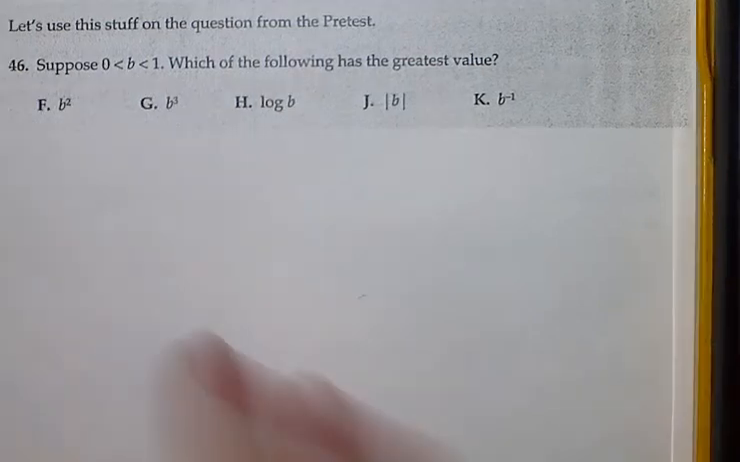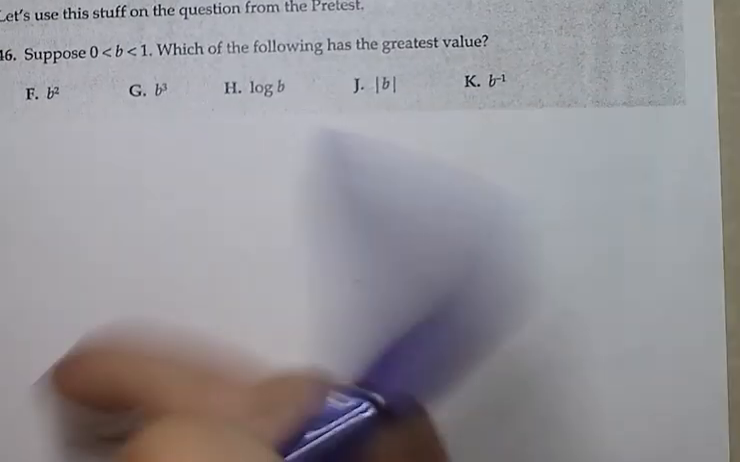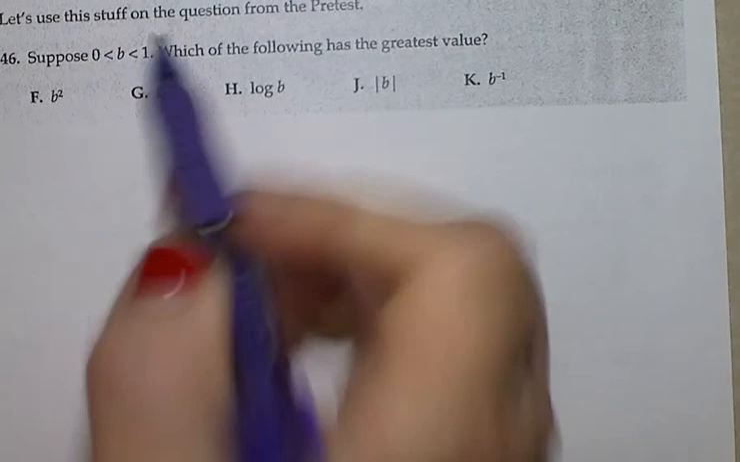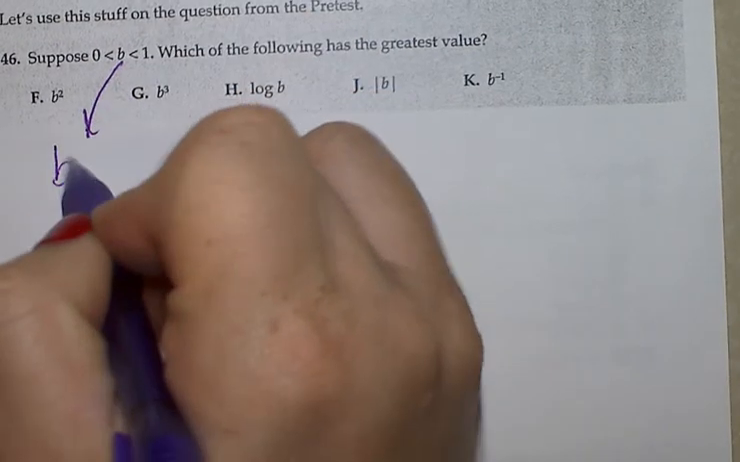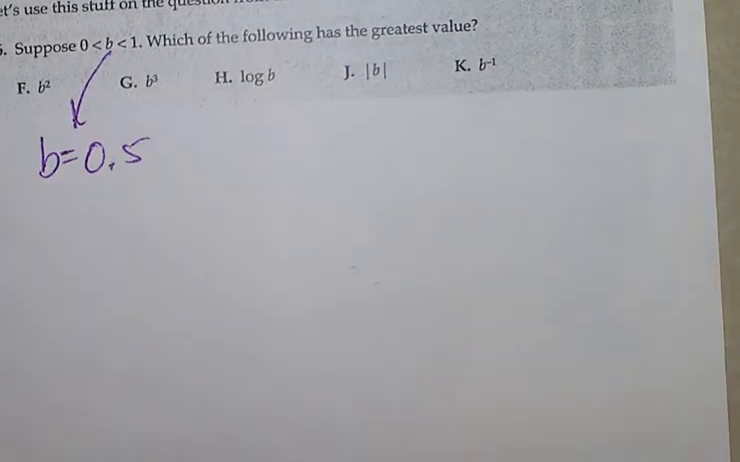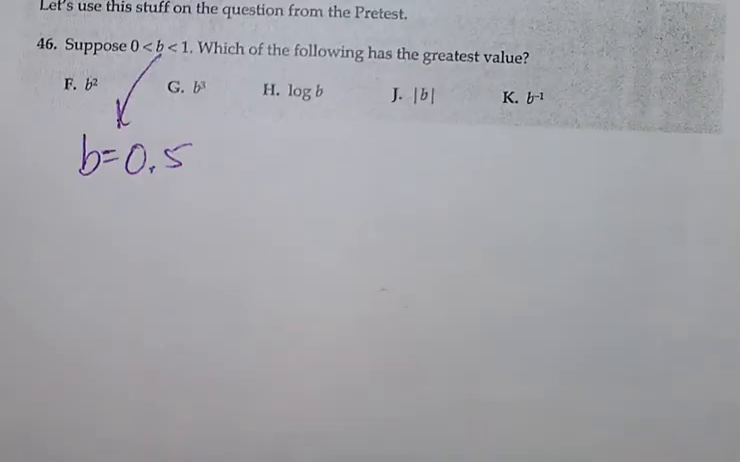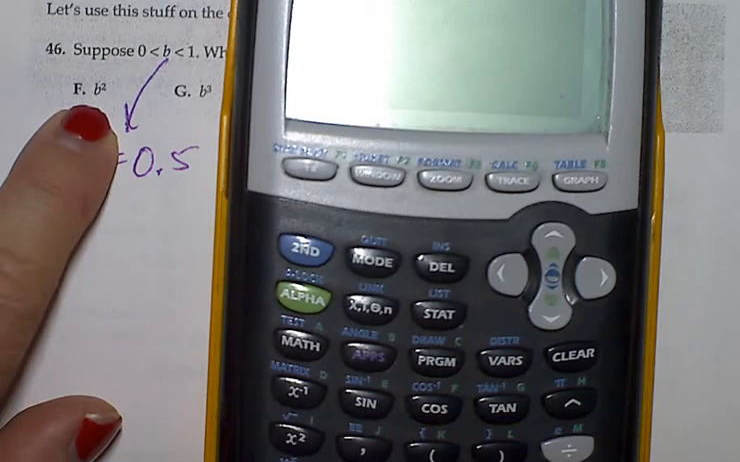ACT skill number 46. Suppose that B is greater than 0 and less than 1. So I'm just going to say B is equal to a random number of 0.5. Please do the same. Which of the following has the greatest value? So I'm going to go one by one and just plug it in. No thought to it. So 0.5 squared.